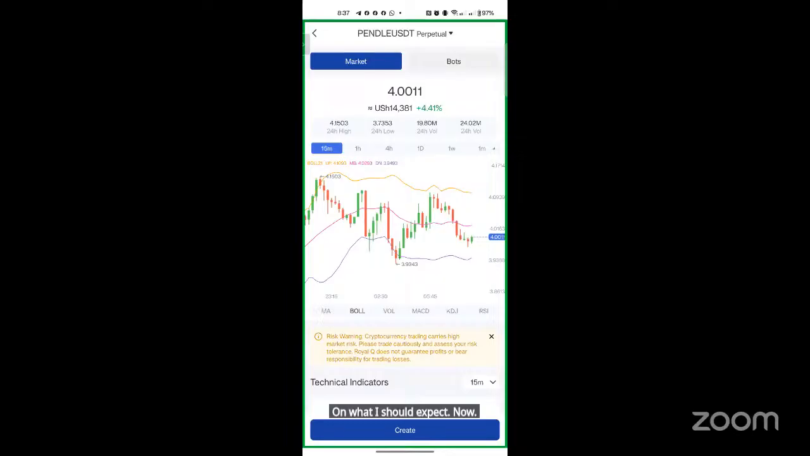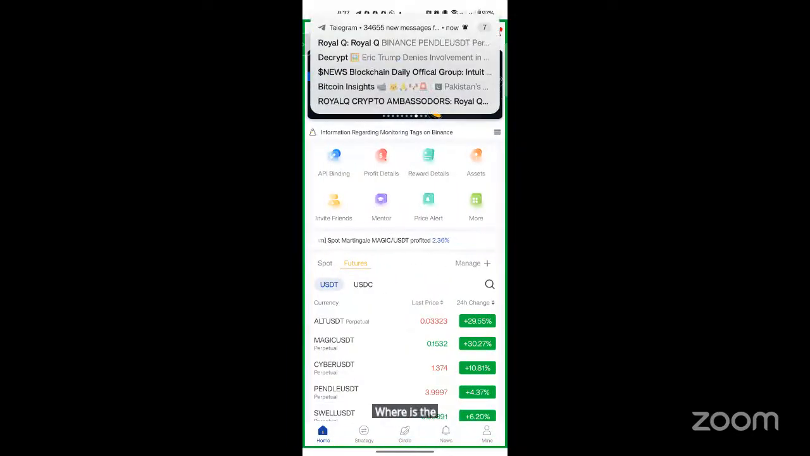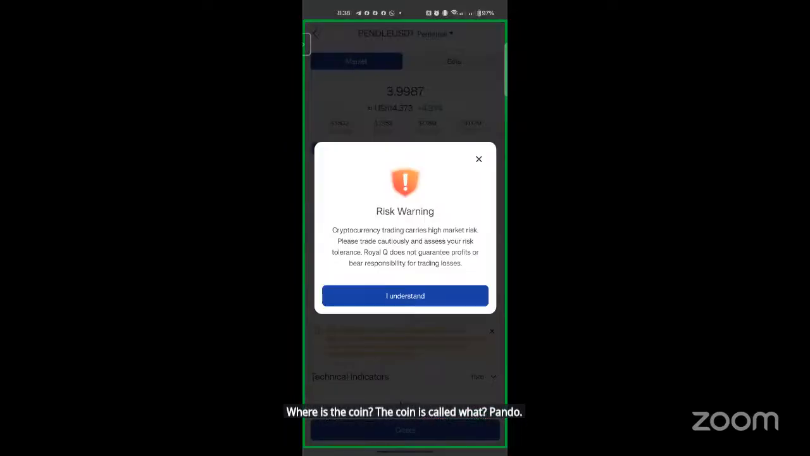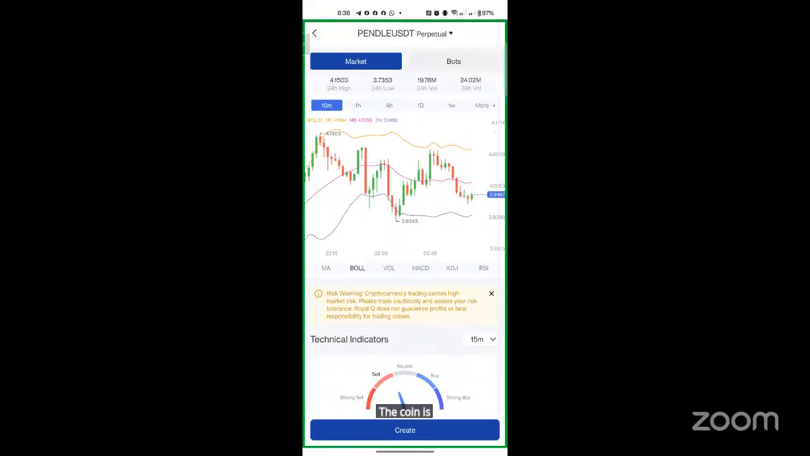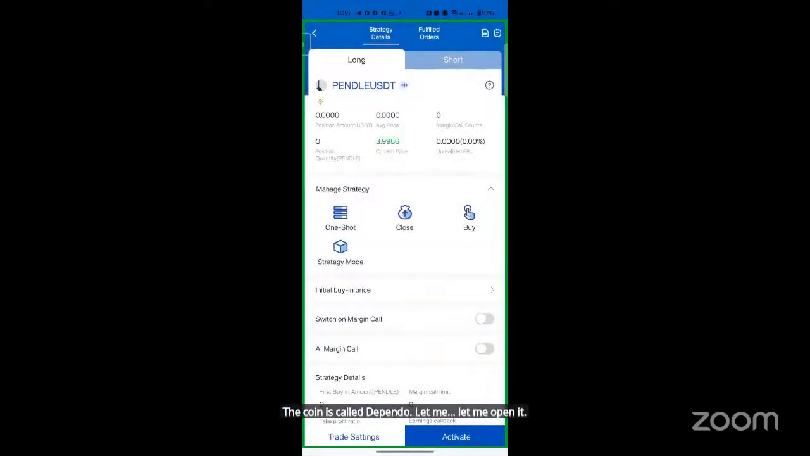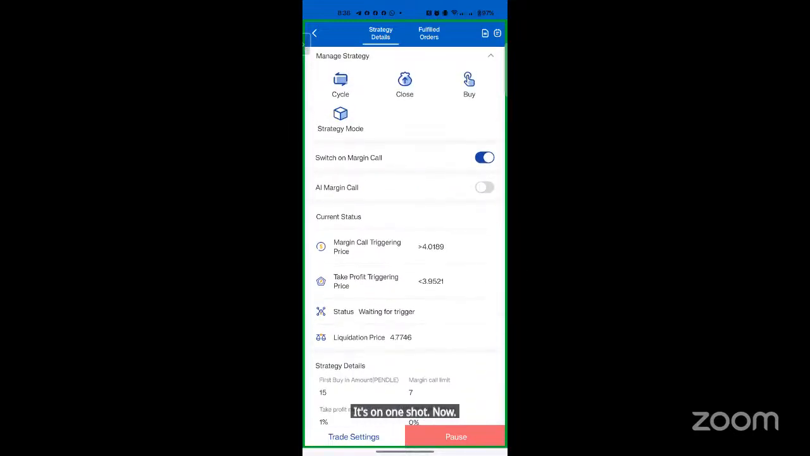Now, back to here. Where is the coin? The coin is called what? Pendo. The coin is called Pendo. So let me open it. It's on one shot. Now, do you see the liquidation price? How many are seeing this liquidation price?